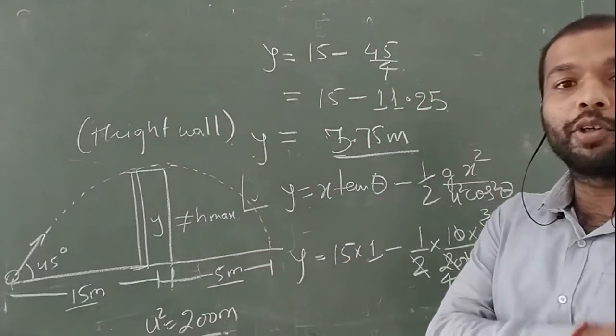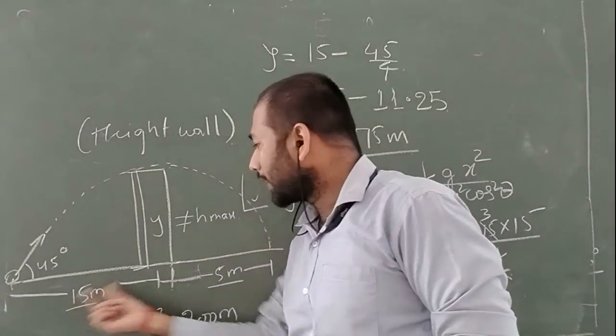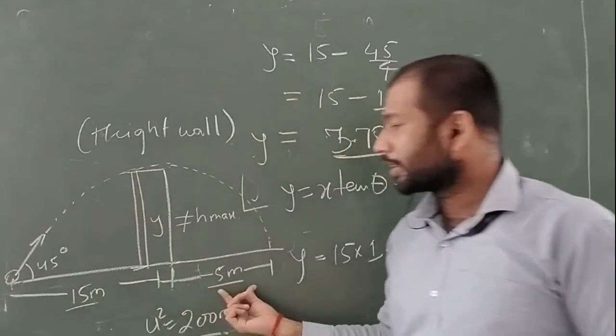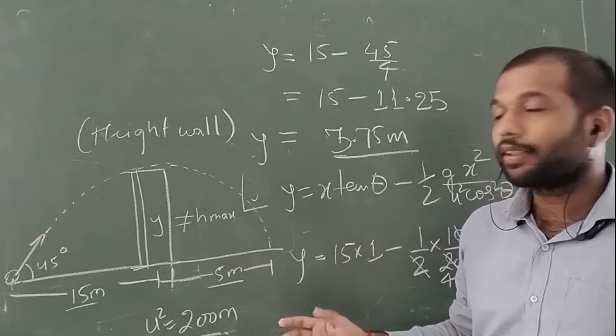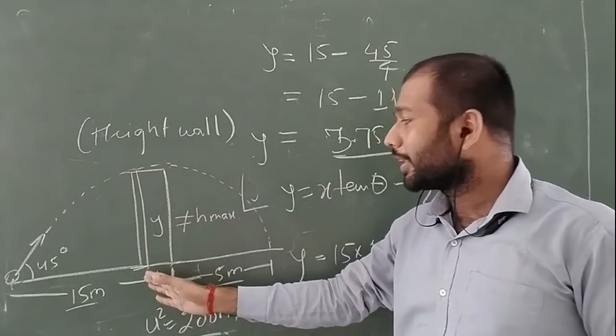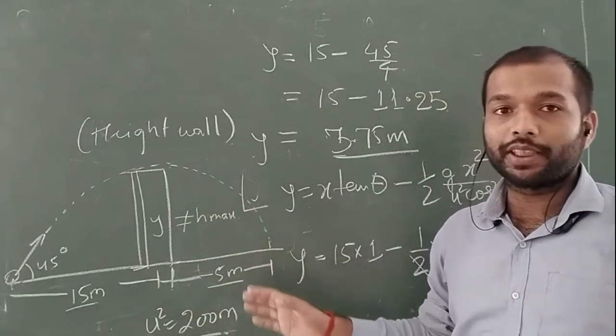So this was the important question. You can understand once again that on both sides of the wall we have different horizontal distances, that is 15 meter and 5 meter. That's why we have not taken the wall in the middle of it, and that's why you cannot say that it is the maximum height of your projectile.